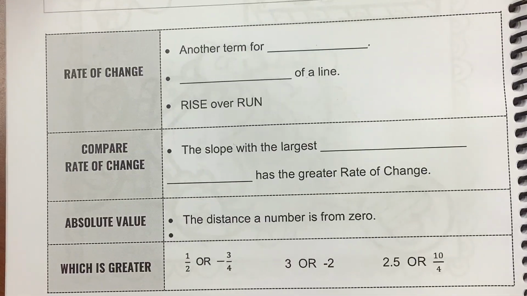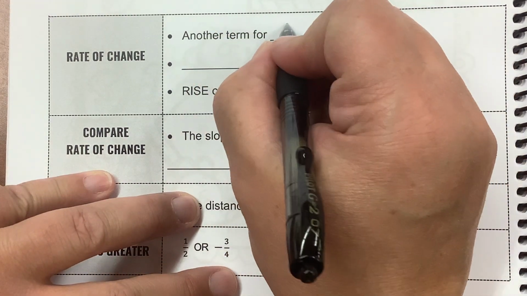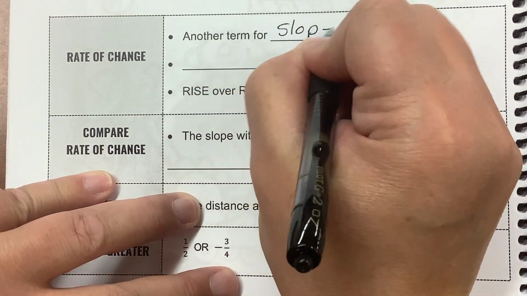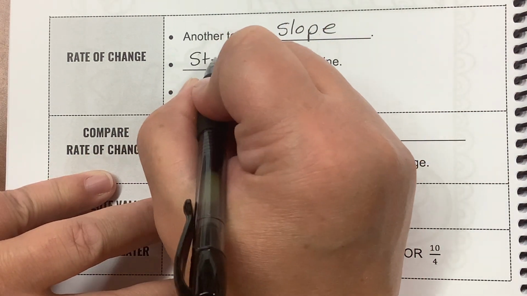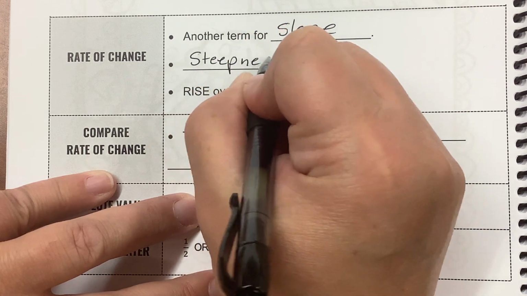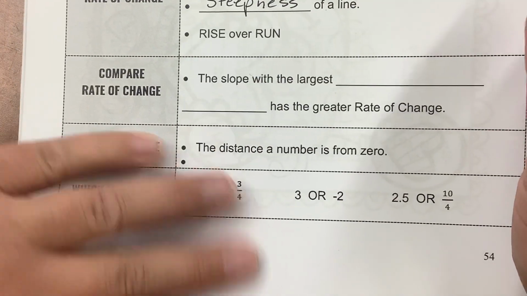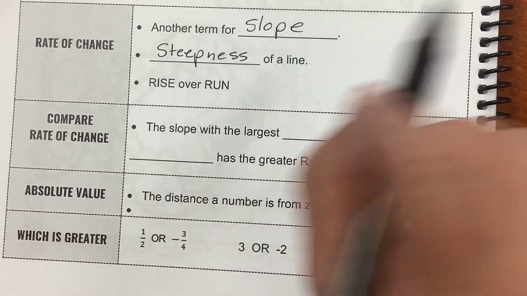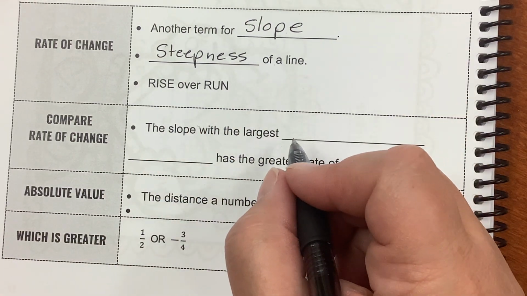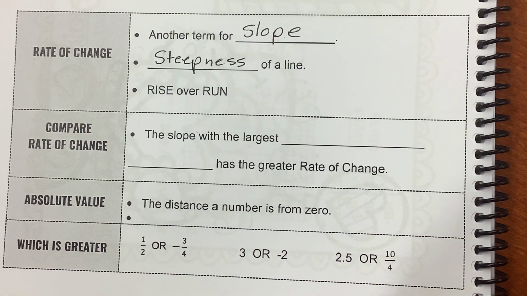Okay, now let's go down to the bottom. Take a look at this section. All right, rate of change is another term for slope, which is the steepness of a line, or the rise over run. If you're going to compare the rate of change, don't move things around so much. Compare the rate of change. The slope with the largest rise over run has the greatest rate of change.